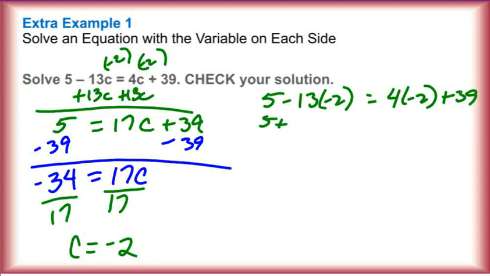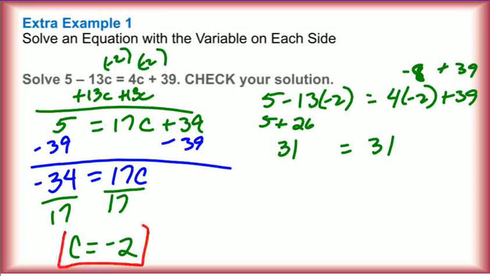5 plus negative 13 times the negative 2 is a positive 26, which will give us a total of 31. On this side, I got negative 8 plus 39, which will give us a positive 31. So my answer is C equaling 2.